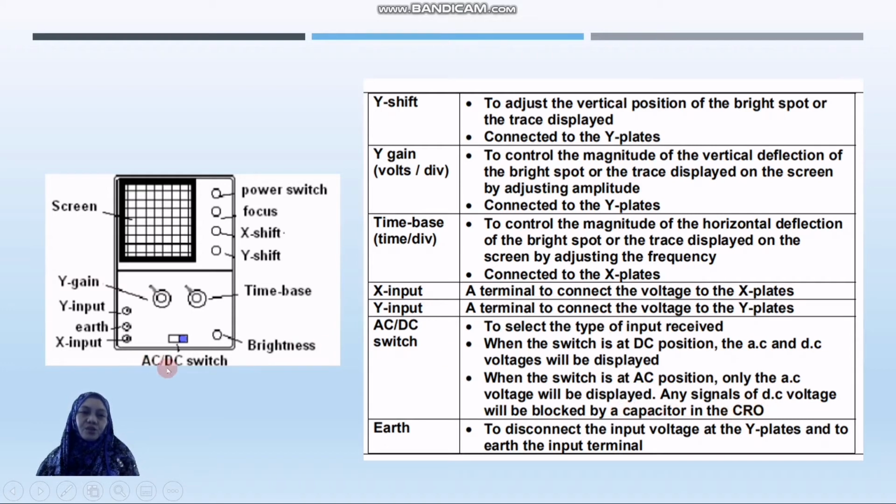And then the last knob is called the earth. This works to disconnect the input voltage at the Y plate and the earth, the input terminal.